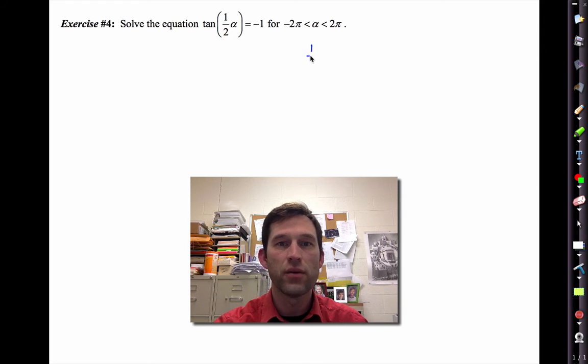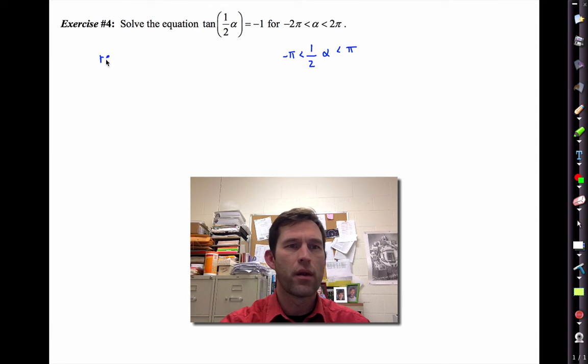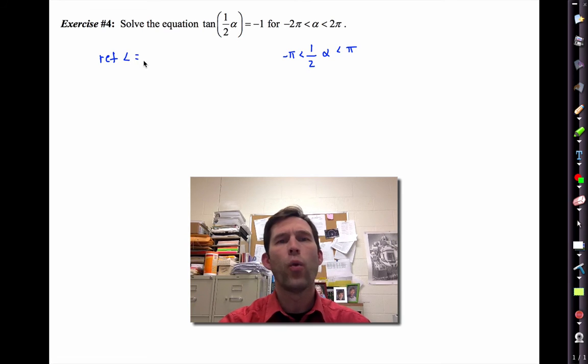So immediately what I'd be doing is I'd say, all right, well, if alpha goes between -2 pi and +2 pi, then 1/2 alpha will be going between -pi and pi. Remember, 1/2 alpha is your angle. Now you think to yourself, well, I need a reference angle. So I think about tangent equaling +1. What angle between 0 and pi over 2 has a tangent of 1? Pi over 4. Maybe the most important special tangent value out there, pi over 4.